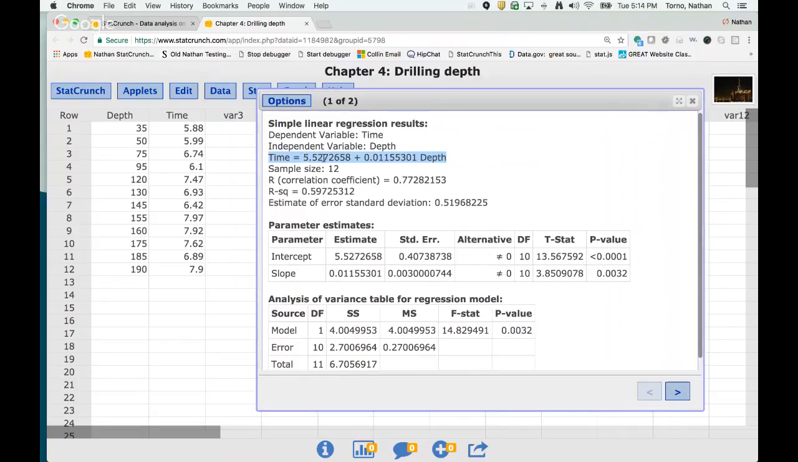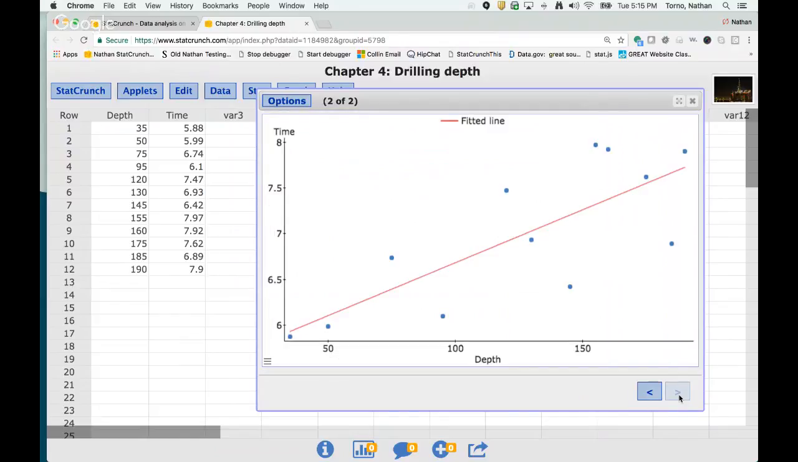The first value is the y-intercept. It's a little inverted, so don't get this too confused. It comes out a little different looking than it would on a slide, so that's not the slope, that's the y-intercept instead. So we have a y-intercept of 5.52, and then we've got a slope of 0.01155 for the depth. You can see that's multiplied by the depth, the x variable. Again, this would be the best fit line for those 12 points.